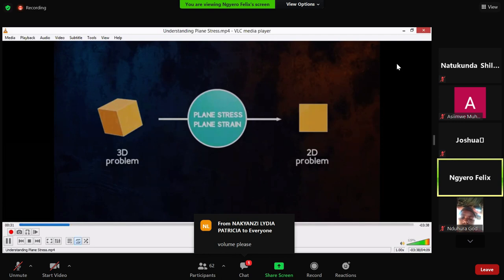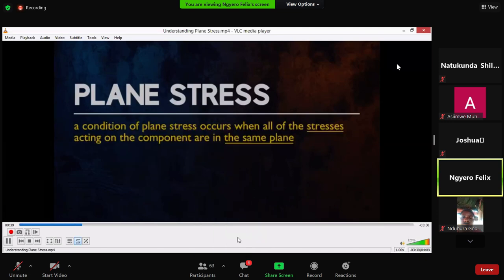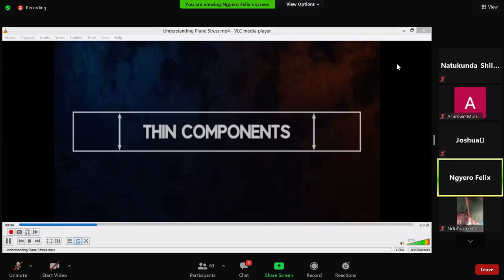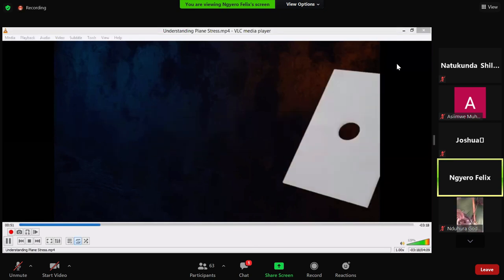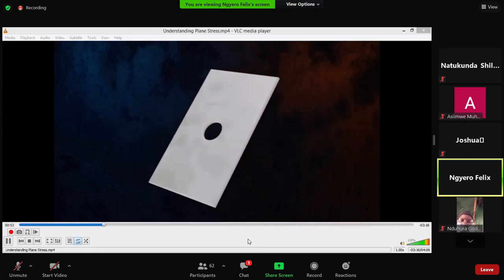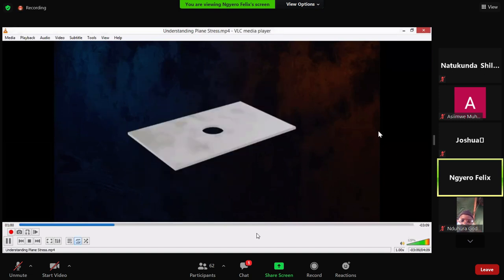So what does plane stress mean? A component is said to be in a condition of plane stress when all the stresses acting on it are in the same plane. A surprising number of common engineering problems can be approximated to plane stress conditions. It is most relevant for the analysis of thin components. Let's take a look at an example. To determine whether we could model this perforated plate using plane stress assumptions, we need to see whether it is reasonable to assume that all stresses are acting in the same plane.